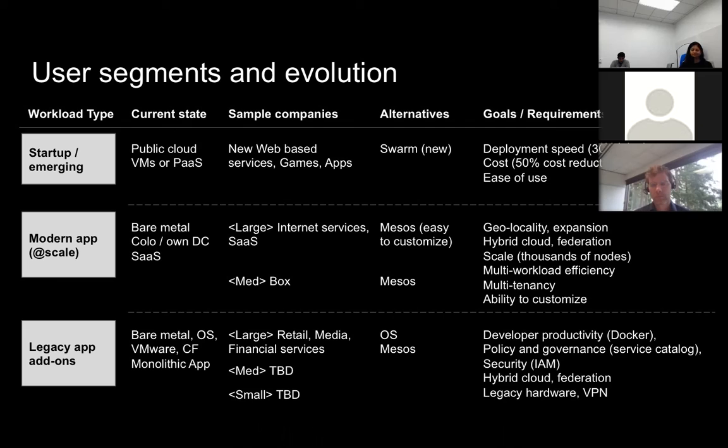the deployment speed. The modern at-scale segment, they're coming from potentially a colo-owned data center with a bare metal environment, and they may be a SaaS provider. Their requirements are pretty hefty. A lot of them, like Uber, for example, are looking for geolocality, global expansion. They are looking very much for federation and a hybrid type of footprint, where some or potentially the majority is on-premise, and some is in different types of clouds.